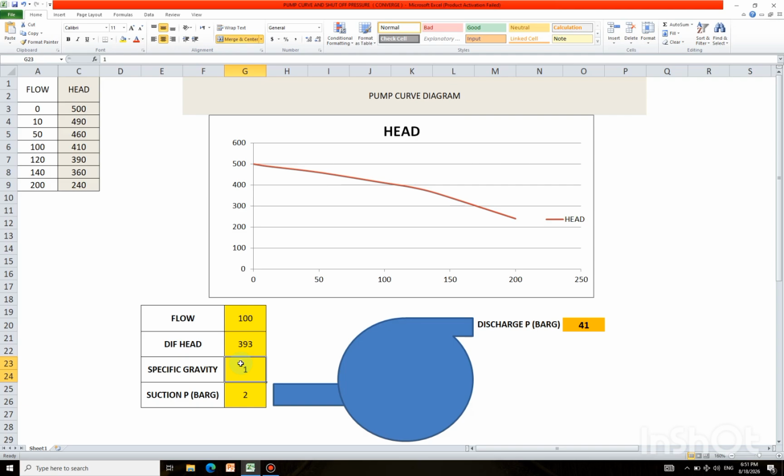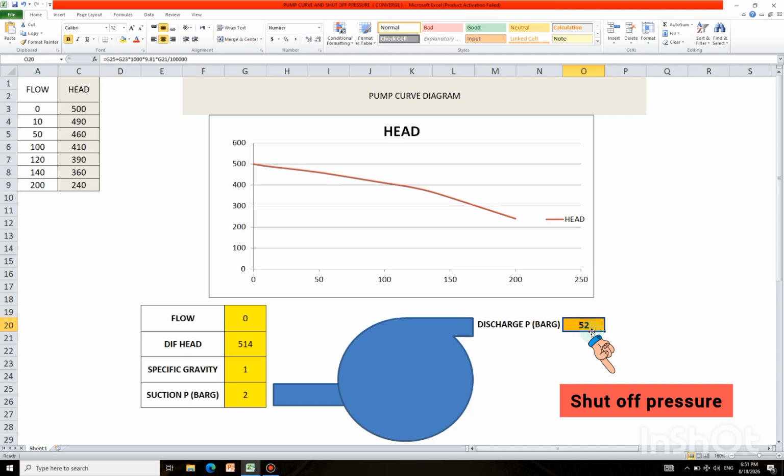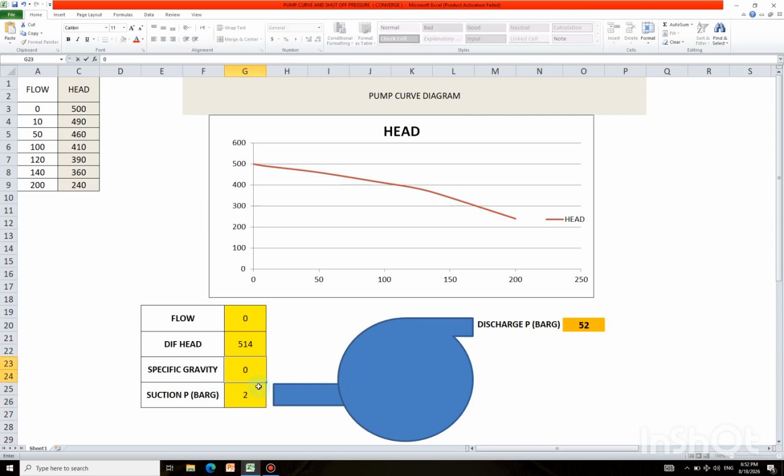And now I want to find the discharge pressure where we have 0 flow rate, which means the shutoff pressure of the pump, right? When we have shutoff pressure, it means that the flow rate within this pump is 0. And as you can see, it calculates the discharge pressure, or it can find the shutoff pressure for this example that we consider. We have water with a suction pressure of 2 bar gauge. You can change the specific gravity. Let's say we have 0.8, which is the specific gravity of gas oil. Its shutoff pressure changes accordingly.